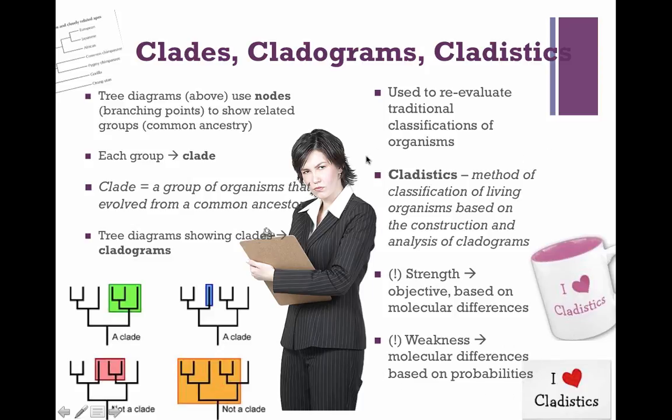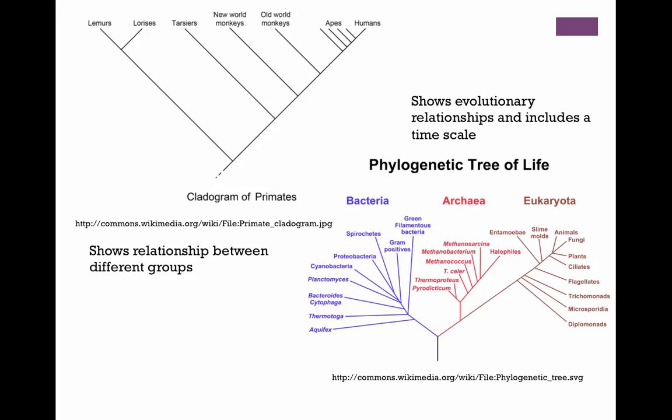So the full definition of cladistics, if you go study this in college and decide you want to become a statistician in biology, then one thing you would probably go and study and major in and do a PhD in is cladistics, which is the method of classification of living organisms based on the construction and analysis of cladograms. So it's just the same word over and over again, but we're going to see an example of how to actually use this. Here are a few diagrams showing some of this stuff.